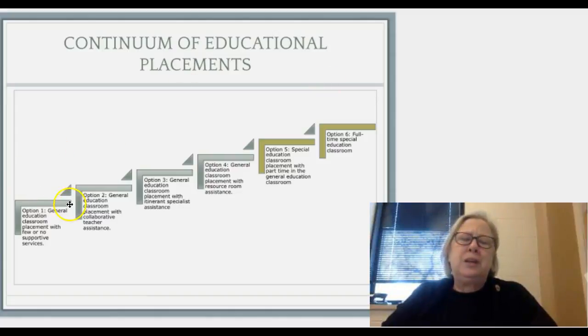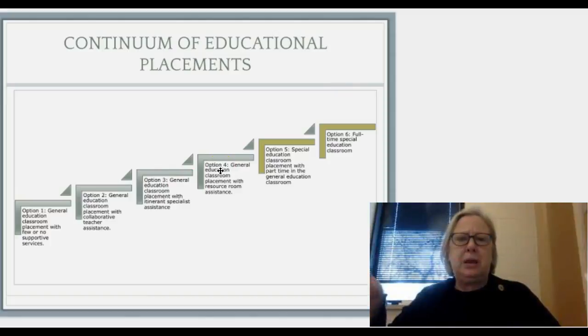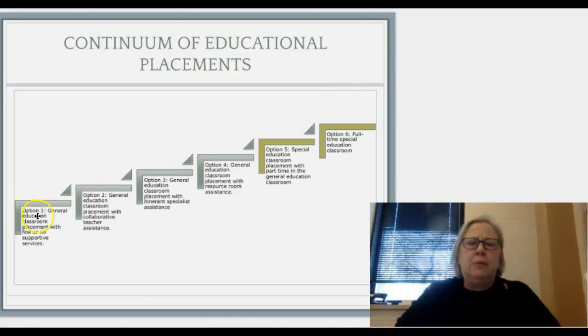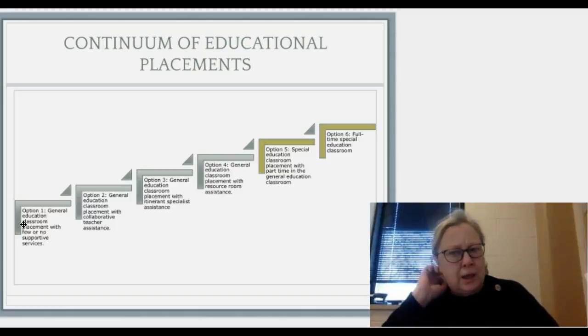Now, if you look at the colors that I have on my slide, and you might want to make a bracket on your notes so you understand, from options 1 through 4, you'll notice the setting is always general education. So the student is, based on that term alone, under the supervision, under the curriculum instruction and direction of the general ed teacher. The general ed teacher calls the shots, makes the grades, the things that are needed that way.